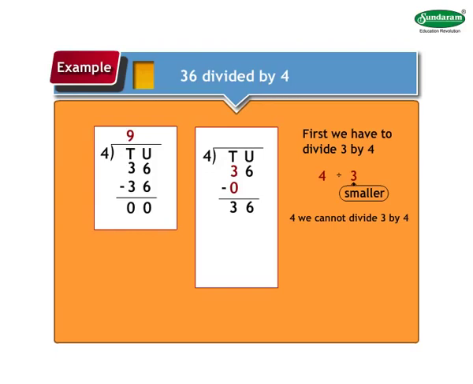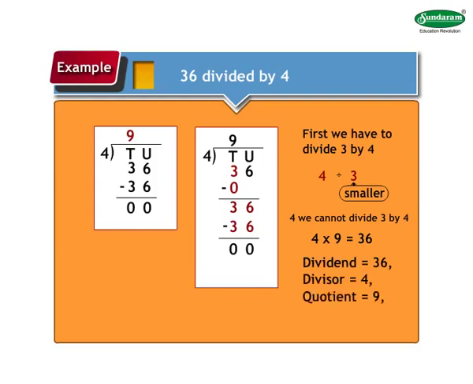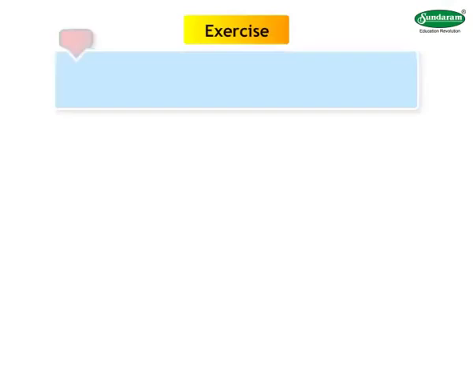So, we have to divide the number 36 by 4. As 4 nines are 36, we will write 9 in the units place of the quotient and the product 36 below 36. Subtract 36 minus 36. The remainder is 0. Hence, the quotient is 9 and the remainder is 0. Thus, the dividend is 36, divisor is 4, quotient is 9 and the remainder is 0. We will now solve a few examples from the exercise.